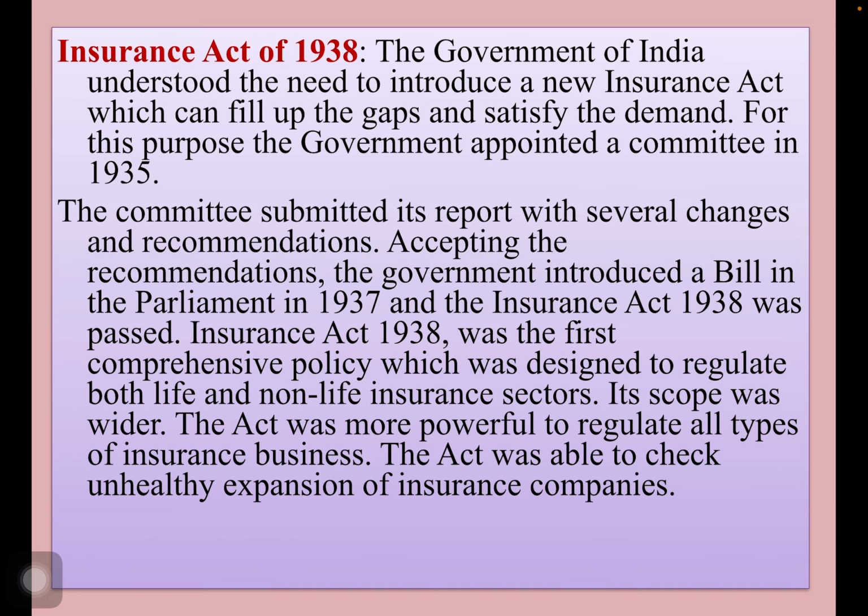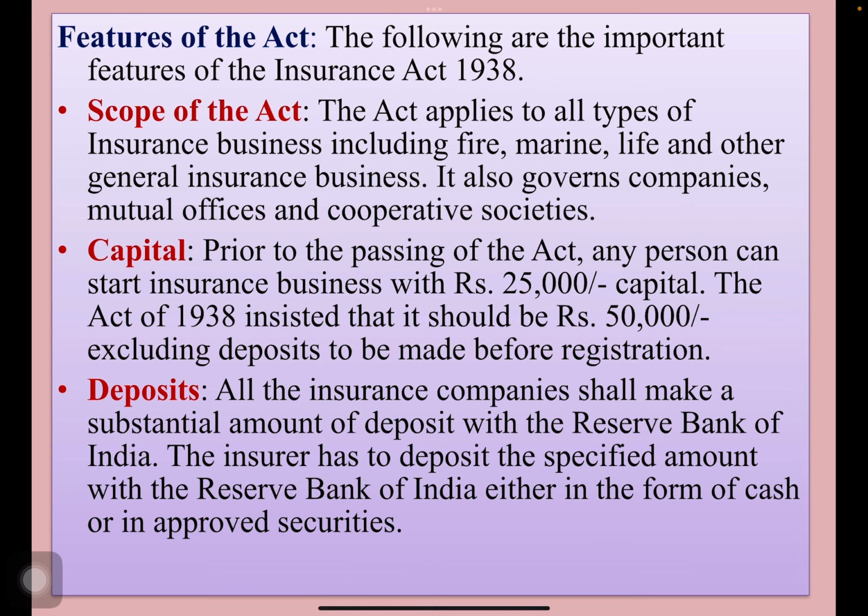Insurance Act 1938 was the first comprehensive policy which was designed to regulate both life and non-life insurance sectors. Its scope was very wide. The Act was more powerful to regulate all types of insurance business. The Act was able to check unhealthy expansion of insurance companies. Now, let us look into the features.